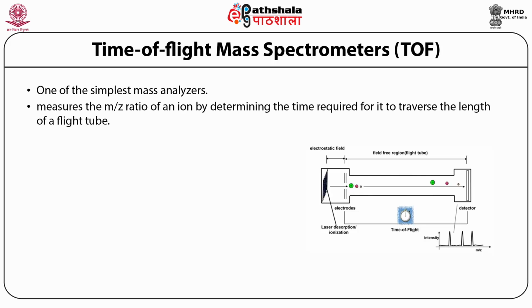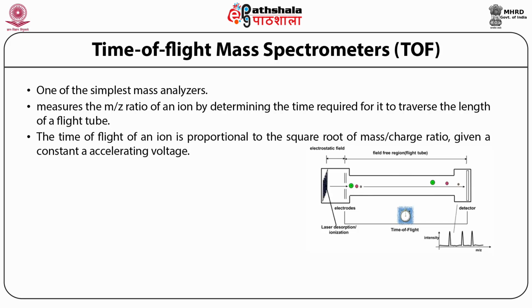It measures the M/Z ratio of an ion by determining the time required for it to traverse the length of a flight tube. The time of flight of an ion is proportional to the square root of the mass-to-charge ratio, given a constant accelerating voltage, which is given by the formula: time of flight equals a constant times the square root of M/Z.